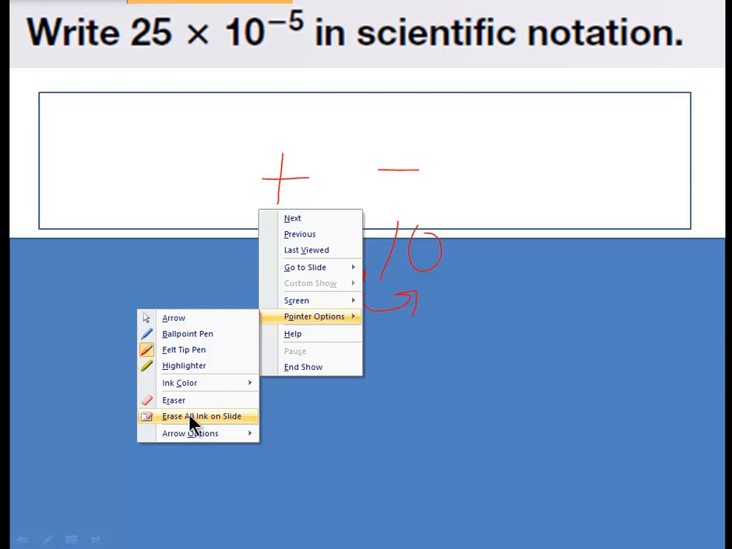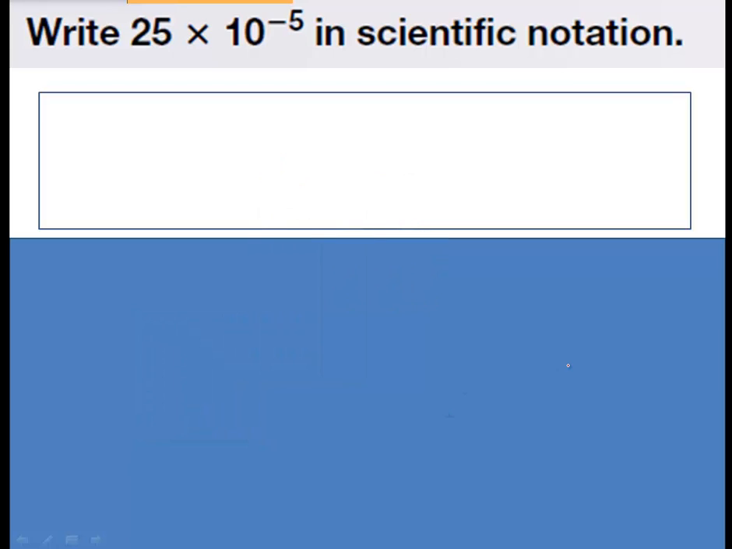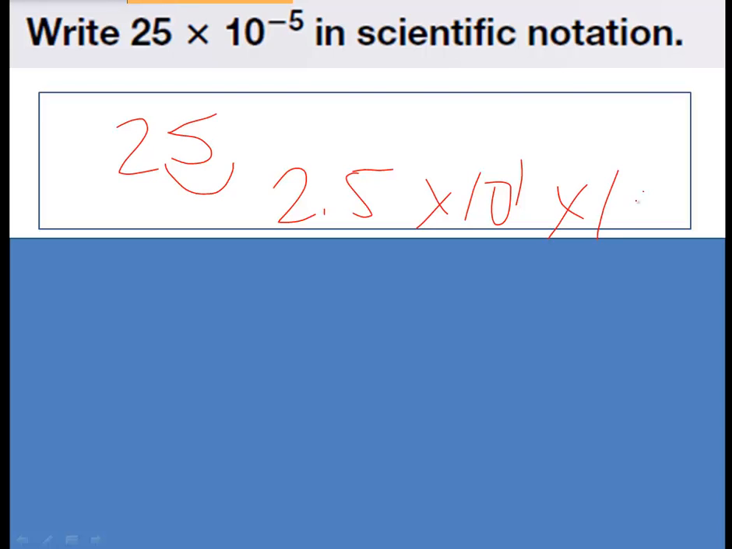So 25 really, when you write it and you move 1 to the right, that's going to be 2.5 times 10 to the 1. And then when we times that by 10 to the negative 5, we know we're going to get 2.5 times 10 to the negative 4. That's one way of doing it.